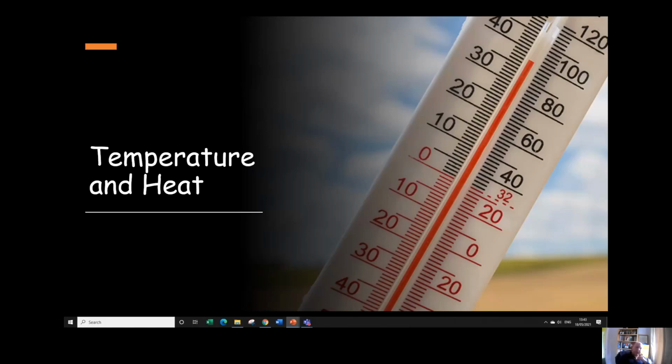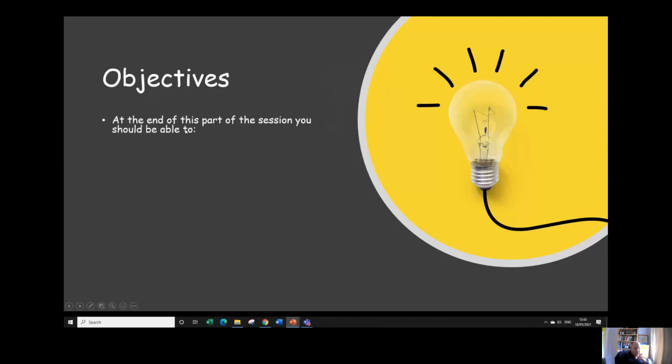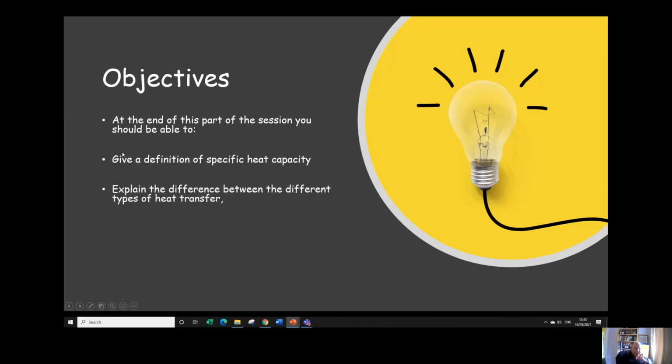Now we're going to look at temperature and heat. The objectives for this part of the session: I want you all to be able to give a definition of specific heat capacity, explain the difference between the different types of heat transfer, and recognise the relationship between Celsius and Kelvin and the scales that they're measured on.